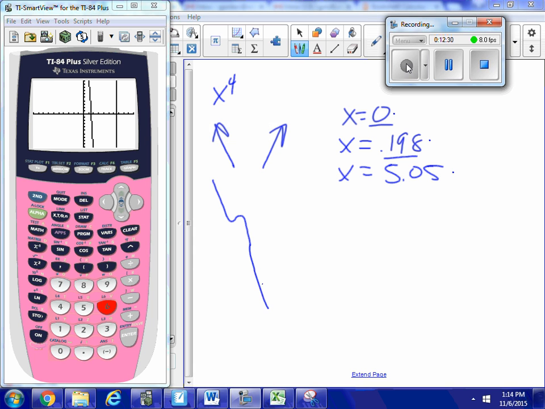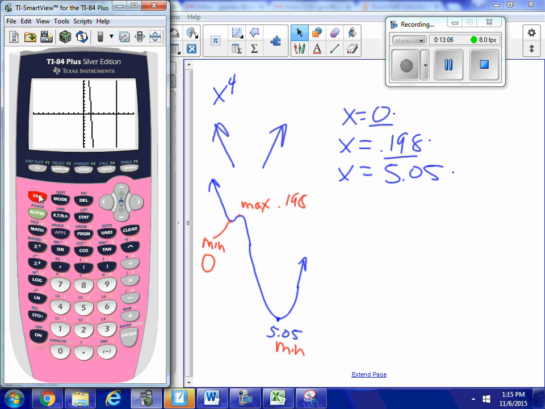Now that I know that down here I'm going to have a minimum at 5.05, if in fact this is accurate, I know that I'm going to have a minimum at 0, a maximum at 0.198, and then another minimum at 5.05. It's the only way that I can do this and still have my graph have the up, up end behavior. So let's use the minimum maximum features of the calculator.